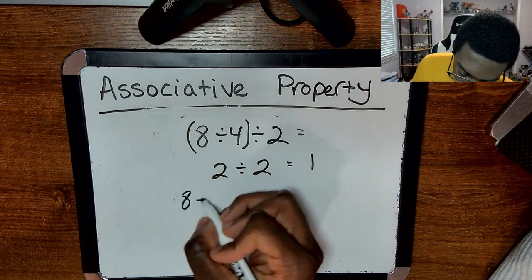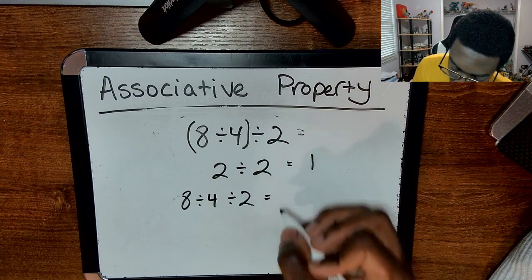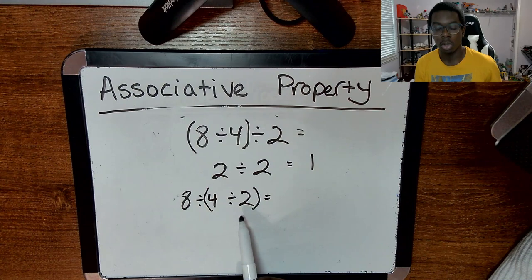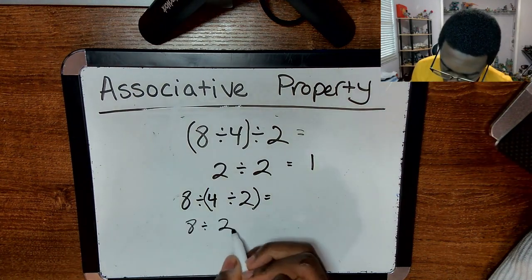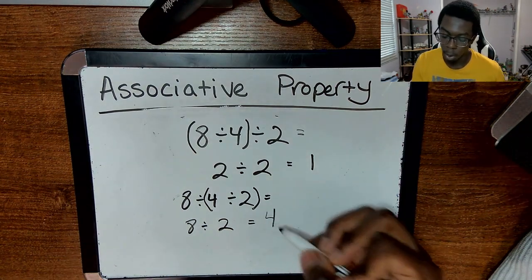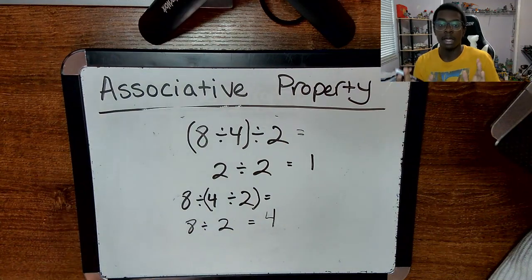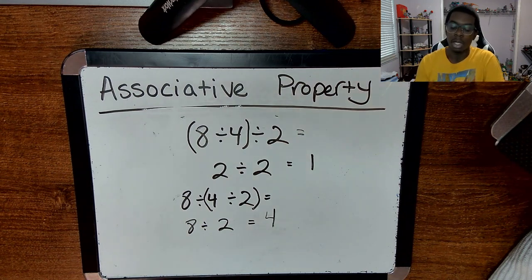Now let's try it again, but let's try doing 4 and 2 first before we do 8. So 4 divided by 2 is 2, and 8 divided by 2 is 4. So we see that we grouped it differently, we got different answers. So what does that mean? That means that division does not have the associative property.